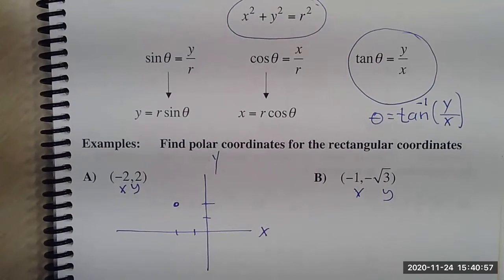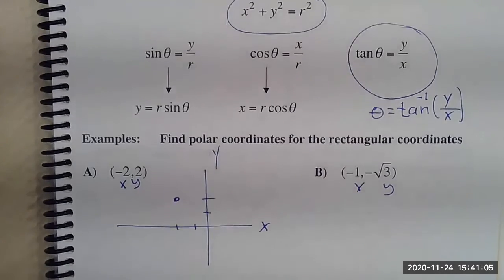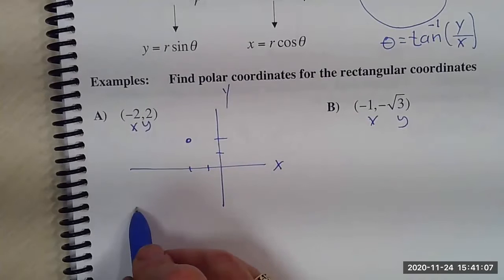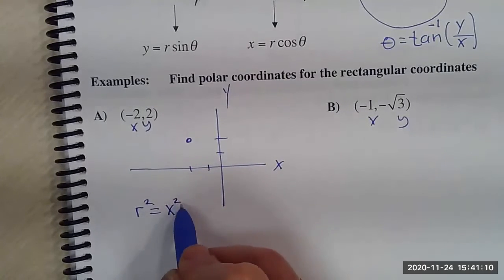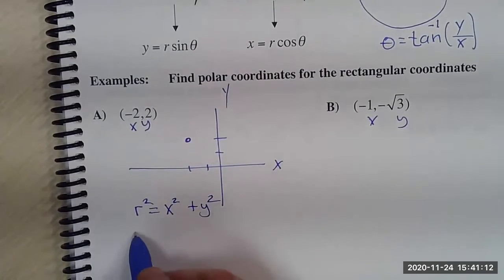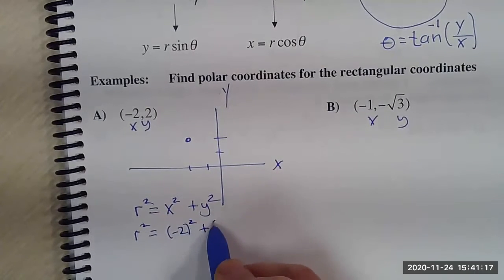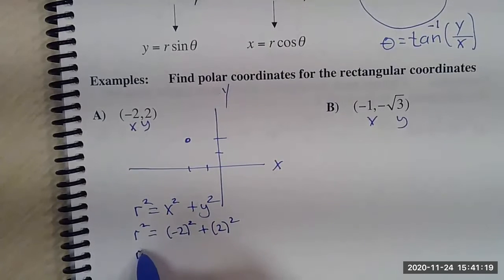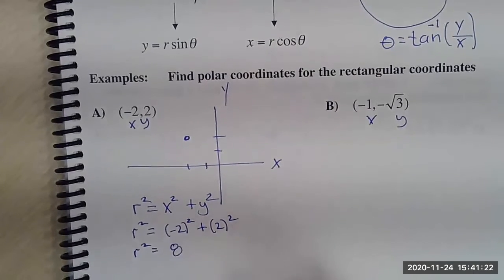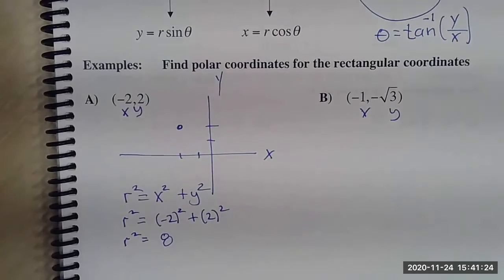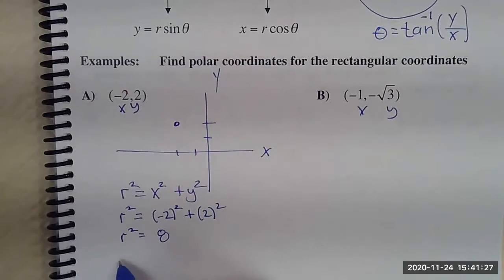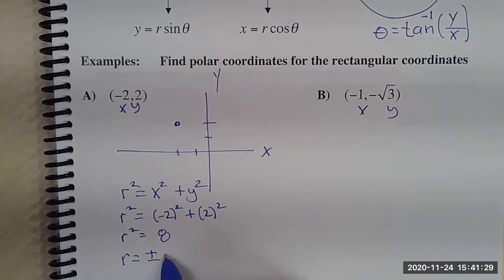I'm going to use the two circled concepts to help me find the r and the theta. Let's do the r first. So here I've got r squared is equal to x squared plus y squared. R squared is equal to -2 quantity squared plus 2 squared. R squared is equal to 8. 4 plus 4 is 8. And therefore r is equal to plus or minus the square root of 8, which is 2 root 2.